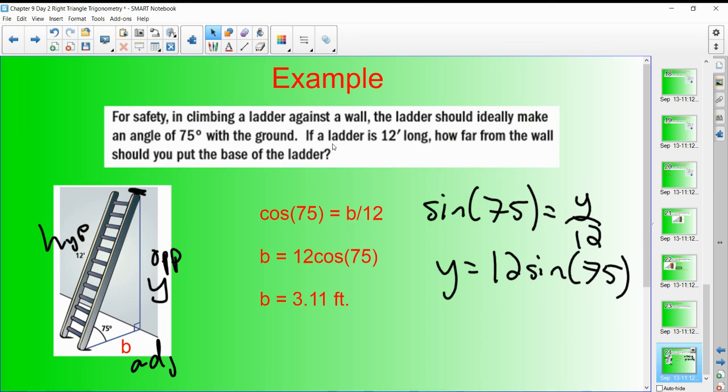So in this lesson, we learned the ratios sine, cosine, and tangent. We learned about angle of elevation and angle of depression. We learned we should draw the picture, and then we can use these ratios to find missing side lengths.